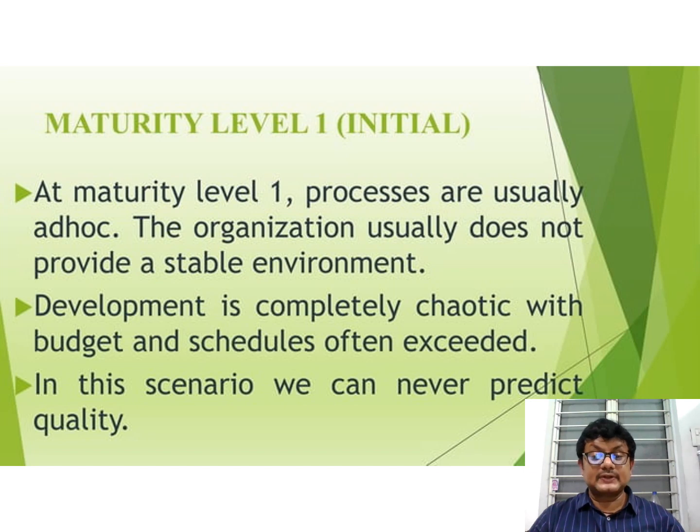If you see the first one, what is the first maturity level? Initial. At maturity level 1, the processes are usually ad hoc. That means the organization usually does not provide a stable environment. Development is completely chaotic with budget and schedules often exceeded. In this scenario, we can never predict quality.